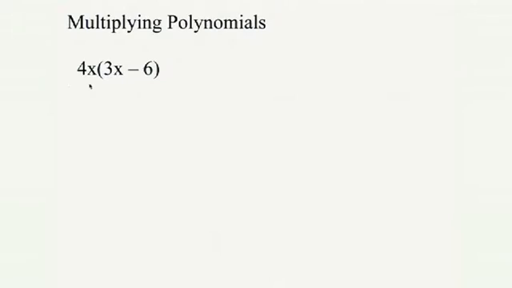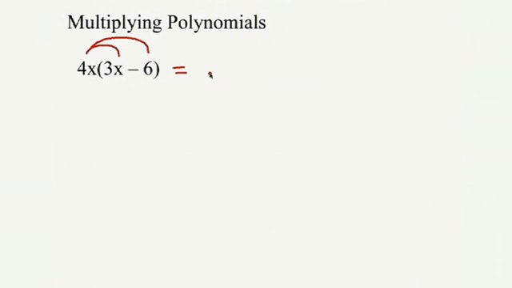Now let's talk about multiplying polynomials. Let's look at a problem that's pretty similar to stuff that we've already done in an earlier chapter. Here's the polynomial 4x multiplied by 3x minus 6. Again, everything on the outside gets multiplied by everything on the inside. So 4x gets multiplied by 3x, then 4x gets multiplied by negative 6.